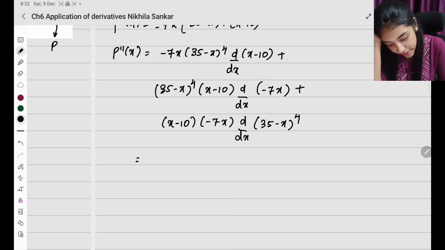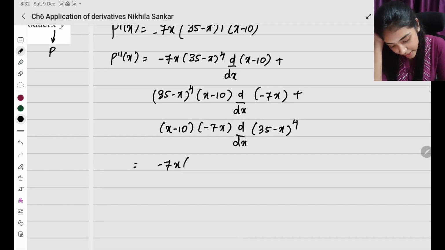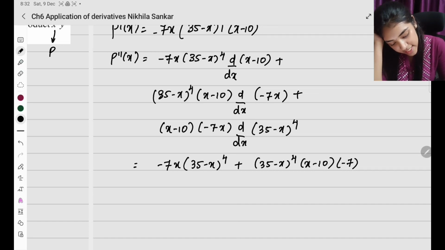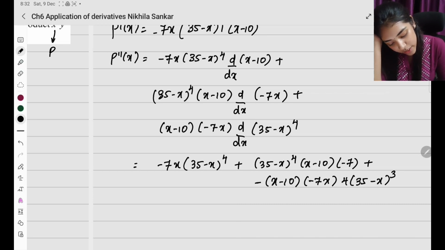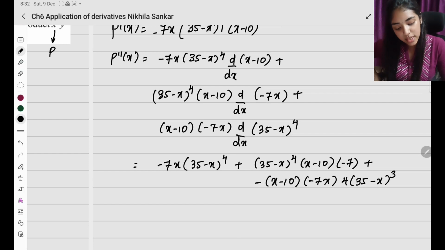Now when I simplify this, I have minus 7x times (35 minus x) the whole power 4 times 1, plus (35 minus x) the whole power 4 times (x minus 10) times minus 7, plus the last term, (x minus 10) times minus 7x times 4 times (35 minus x) the whole cube, and the plus becomes a minus. So I have a minus inside a bracket.